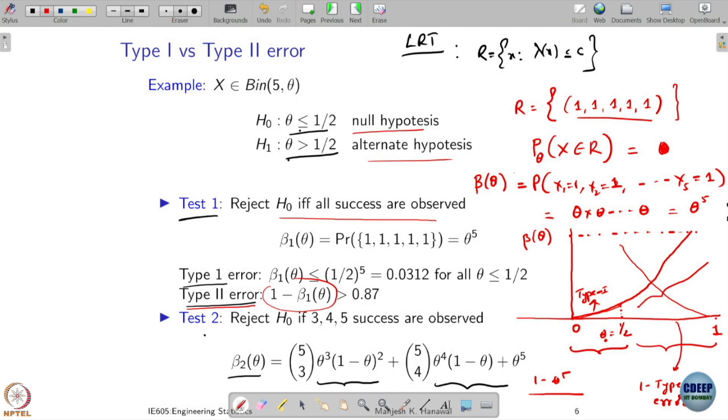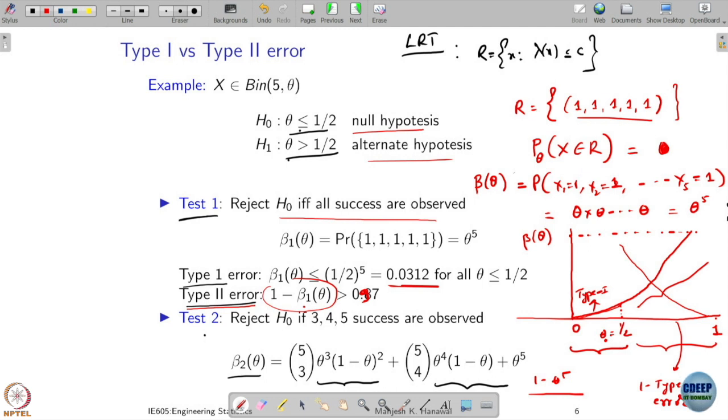But now the smallest value is going to happen for this when theta is going to be half. When I plug half here, that is basically this value, we saw that last time, this is approximately 0.97. Okay, so you see that type 1 error is very small, that you are rejecting a sample which is coming from the null hypothesis is very small. On the other hand, type 2 error is also very high, right?